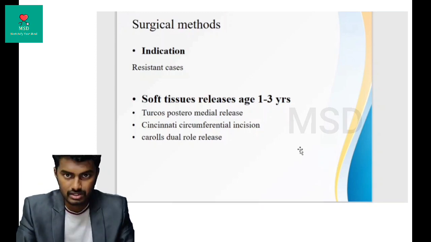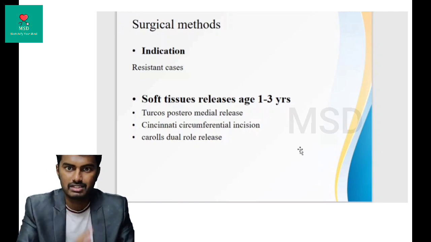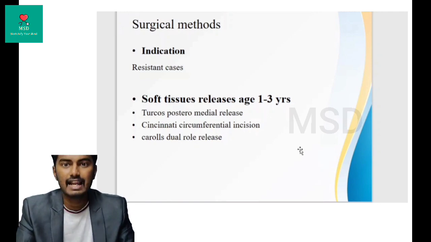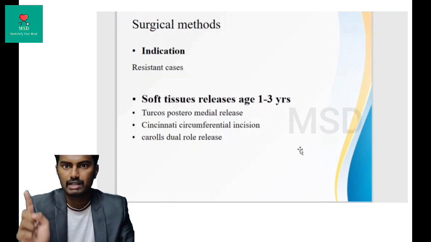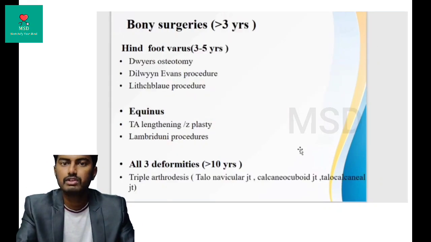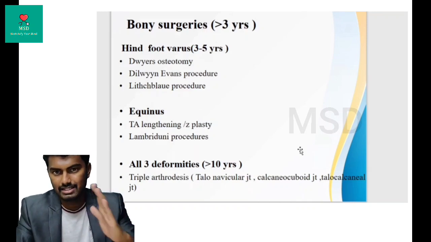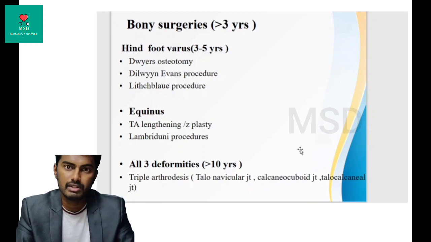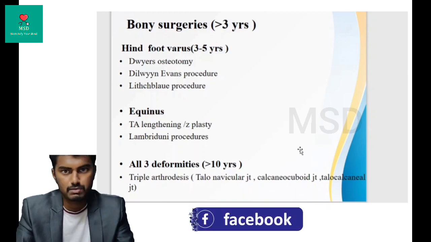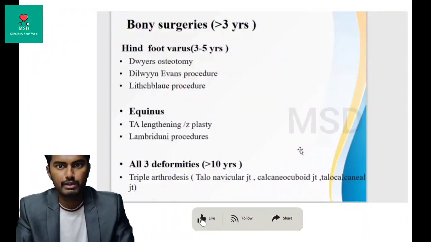The soft tissue procedures are the posteromedial soft tissue release, where you release the posterior and the medial structures of the leg and foot; the Cincinnati circumferential incision, where you do all compartment release; and the Carroll's dual incision release, medial and lateral side. For bony procedures, for the varus deformity, just remember the names, that's more than enough: Dwyer's osteotomy, Dillwyn Evans procedure, and the Lichtblau procedure. For equinus, we do a Z-plasty and the Lambrinudi procedure.